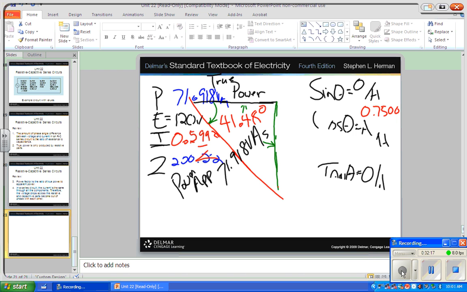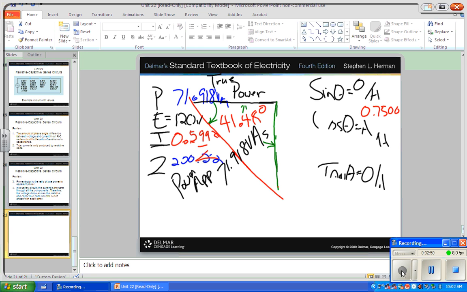Okay, let me get rid of... Oh, is the angle still 41.48 degrees? Same phase angle, right? Okay, so we now have our apparent power. We've got one side, and we've got the angle. Everybody agree with that? Okay. We even know the cosine ahead of time. If we take the cosine of 41.48, what do we get? 0.75, right? Everybody agree with that?